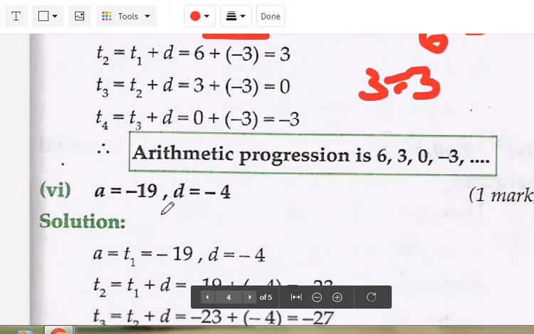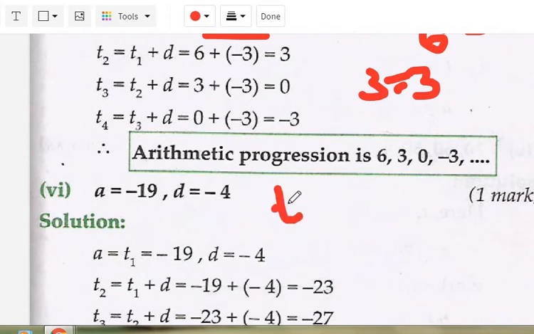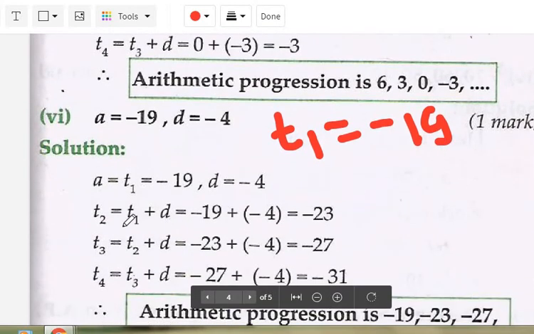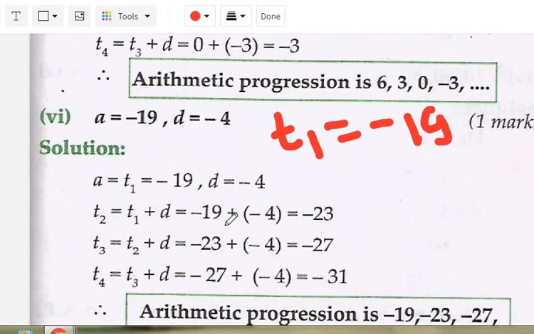Then question number 6: a is equal to minus 19, d is equal to minus 4. That means a means what? t1. t1 is equal to minus 19, remember. Now t2 is equal to t1 plus d. t1 means minus 19 plus minus 4. What does plus minus give? The sign of minus, so minus 19 minus 4. Plus minus is minus, minus 19 minus 4, okay. 19 plus 4 is 23.